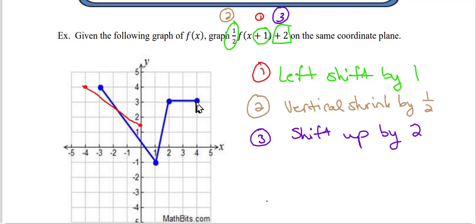Let's work on these 2 points. The one at 2, 3, shifting it left by 1, goes over to 1, 3. Shrink by 1/2, y value of 3 multiplied by 1/2 is 1.5, or 3/2. So we're at 1.5. Now I have to go up 2 spaces. 1, 2, up to 3.5.